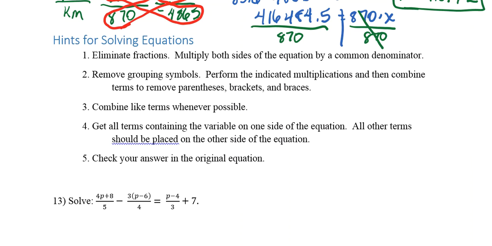Now we're going to do more fractions, and we did some earlier, and the first thing we did earlier was eliminate the fractions, and I try and do that every time I'm doing the fraction ones, no matter how complicated they look. Then we're going to go ahead and remove the grouping symbols, then combine the like terms, get all the terms on the same side, and then check our answer, especially if we're not sure if we did it right.